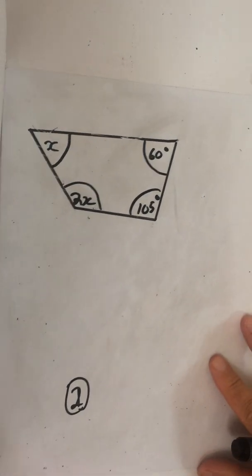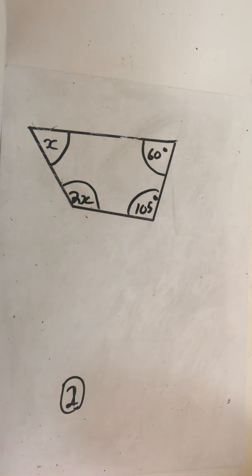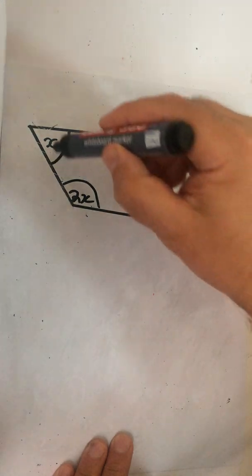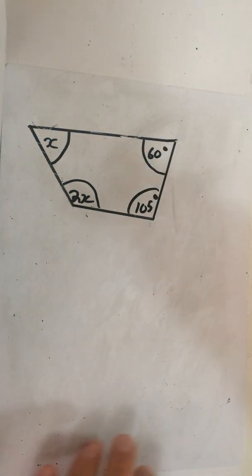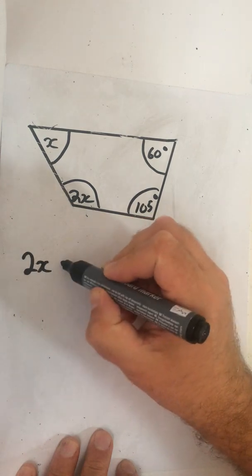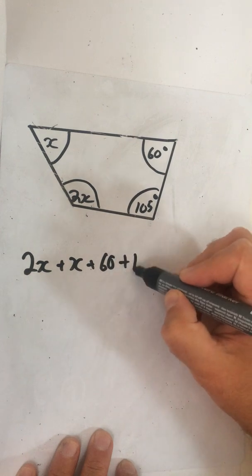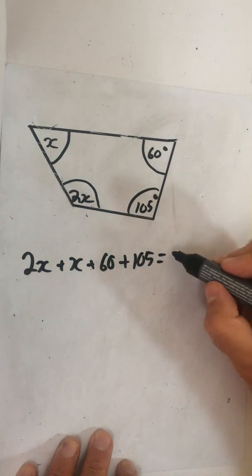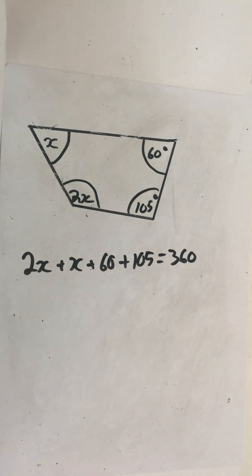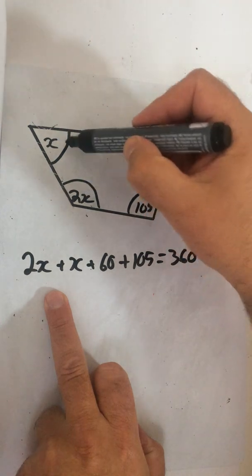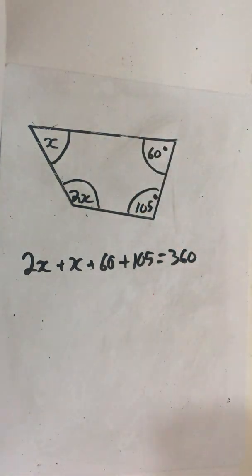Let's do a couple more. Let's have a look at this one. So again, here we know that this quadrilateral, all these angles will add up to what? 360. So my 2x plus x plus 60 plus 105 will equal 360. And this is where we just calculate the equation to find the value of x, and from that we can work out what these angles are.